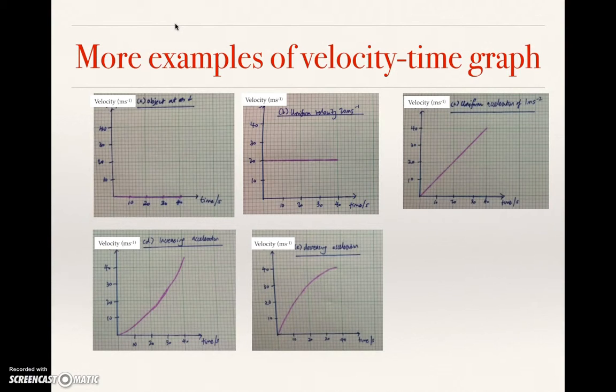Let's look at more examples of velocity time graphs. For A, the velocity is 0 over time and the object is hence stationary. For B, the velocity is at 20 meters per second over time. The object is hence travelling at a uniform velocity with no acceleration. For C, the velocity increases uniformly at 1 meter per second every second. There is hence a constant acceleration of 1 meter per second squared. As you can see, the gradient of the graph is constant. For D, the gradient of the graph increases with time and the object is hence accelerating. For E, the gradient of the graph decreases with time and the object is hence decelerating.